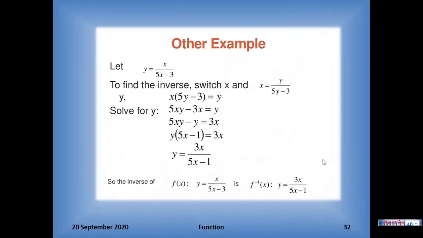Example. Let y equal x over 5x minus 3. To find the inverse, we interchange x and y, so x is equal to y over 5y minus 3. Then after some rearrangement, you get this. So the inverse is this. After some steps, we get y equal to 3x over 5x minus 1.